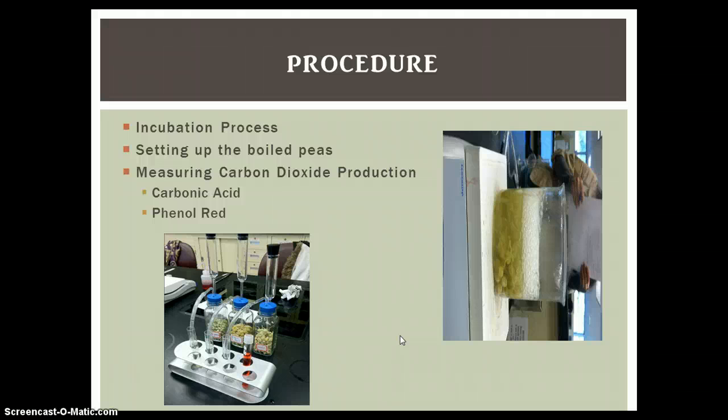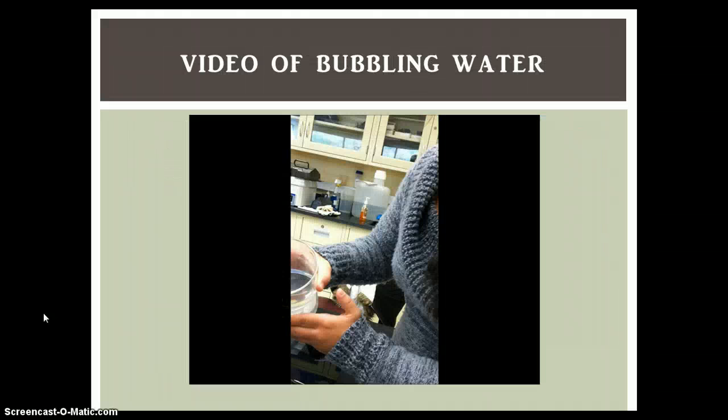And then after an hour, we added the phenol red solution, which is shown here, into the 3 test tubes filled with water. And this is our basis for the second part of our experiment, which was measuring the rate of respiration as carbon dioxide was produced. Carbon dioxide gas itself is colorless and odorless, making it difficult to measure. So to measure, we bubbled the carbon dioxide, as shown in the next slide. Here we have a video of bubbling the water.